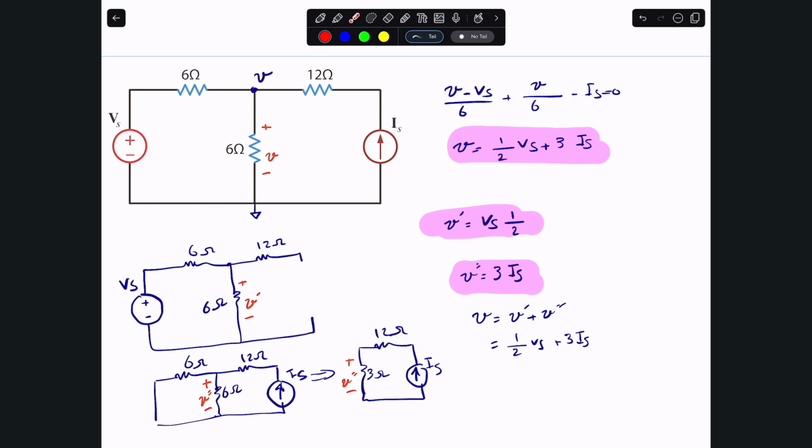So what you do is you can turn off each source, one at a time, and figure out the contribution of that source, and then you can just sum the results, and that will be superposition. You superimpose the different voltages.